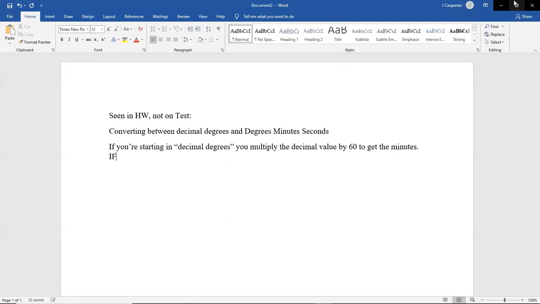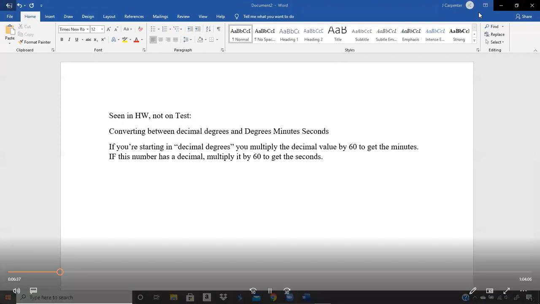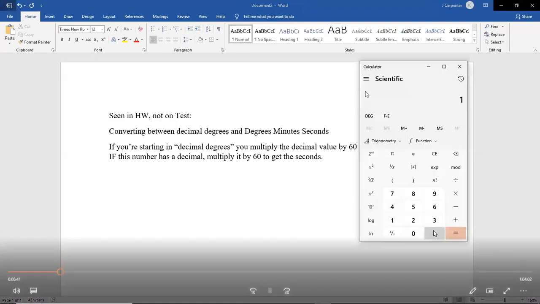Then, if this number has a decimal, multiply it by 60, get the seconds. That's it. That's all it is. So if you're starting in decimal degrees, something like 1.52. So 1.52 is what I'm starting with.